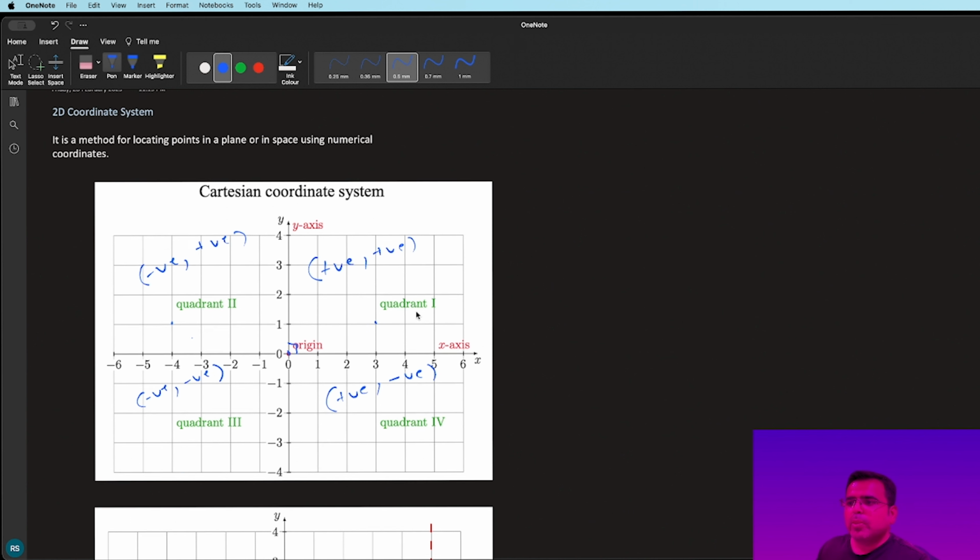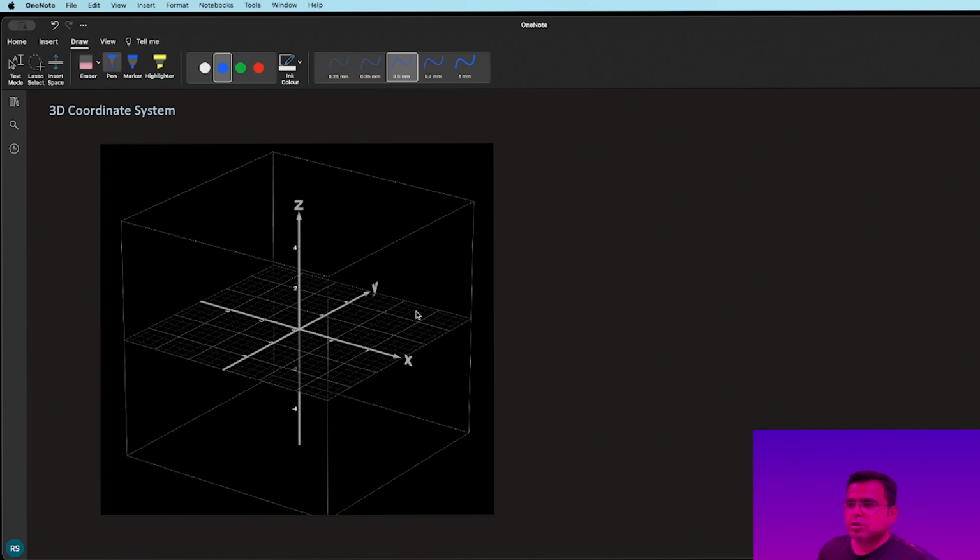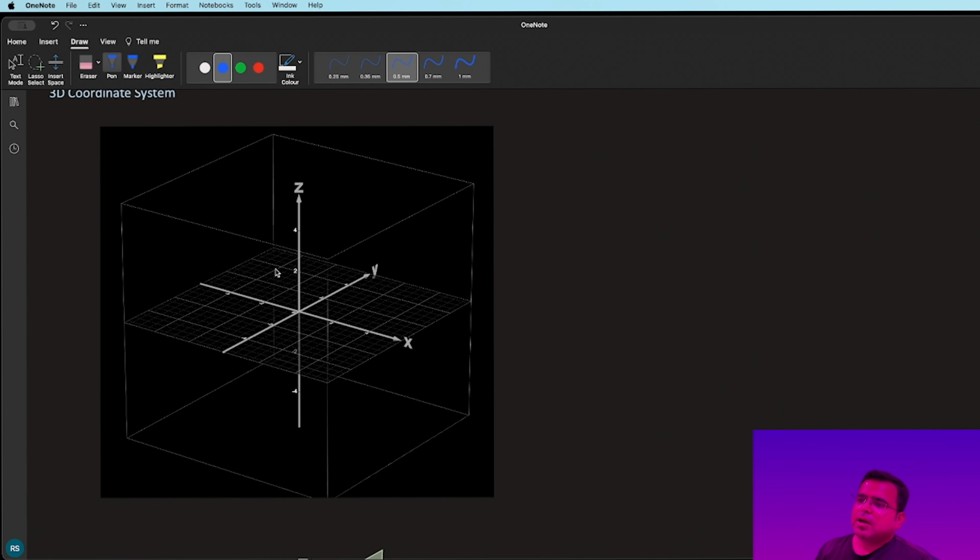So now coming to the 3D coordinate system. You can see here, suppose you are in a room or in a box, so there is a plane here parallel to the ground. Okay, so this plane consists of the x-axis and the y-axis, and there is another axis perpendicular to this plane that is going in the upward direction, that is called the z-axis.